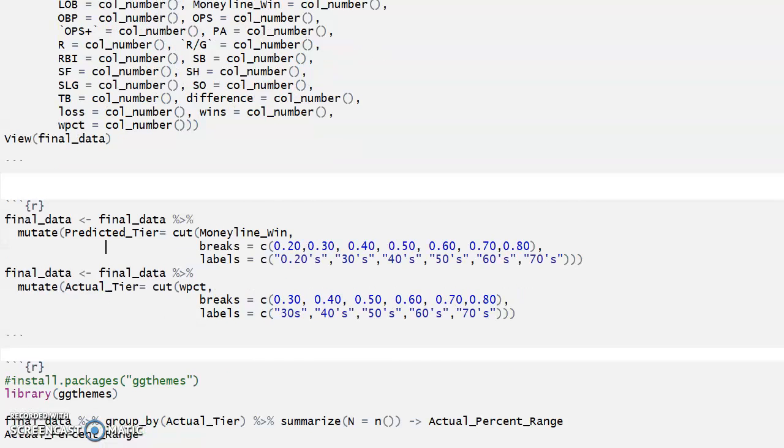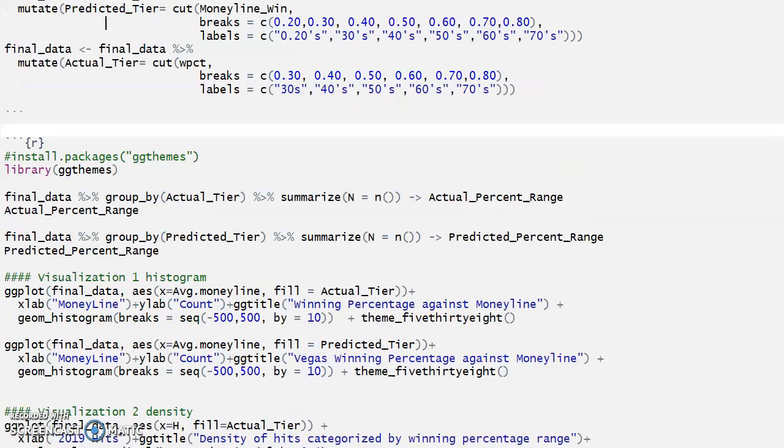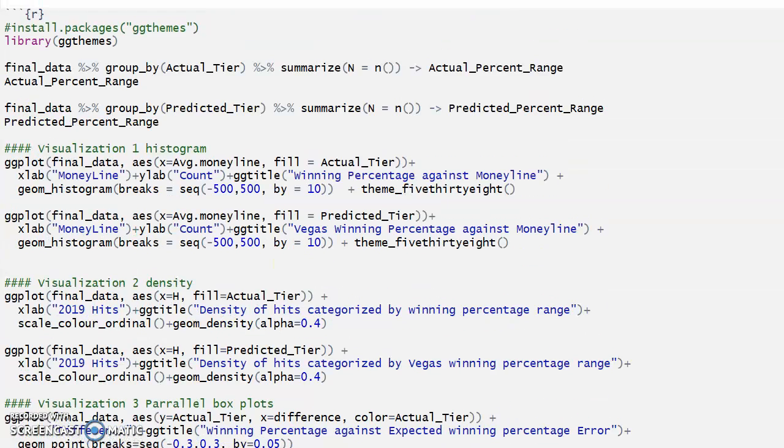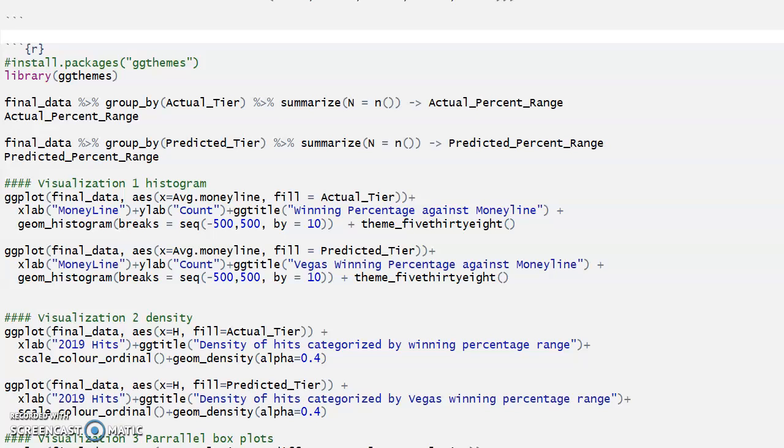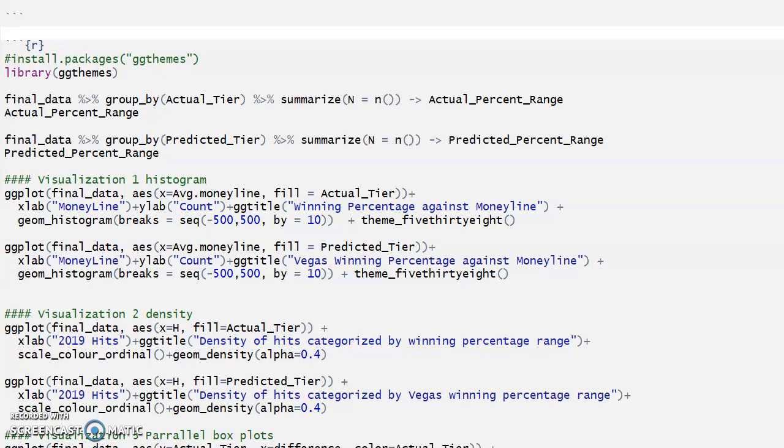And then if we go further down, we'll go to the visualization section. I already have them loaded, but I'll give one more run through.